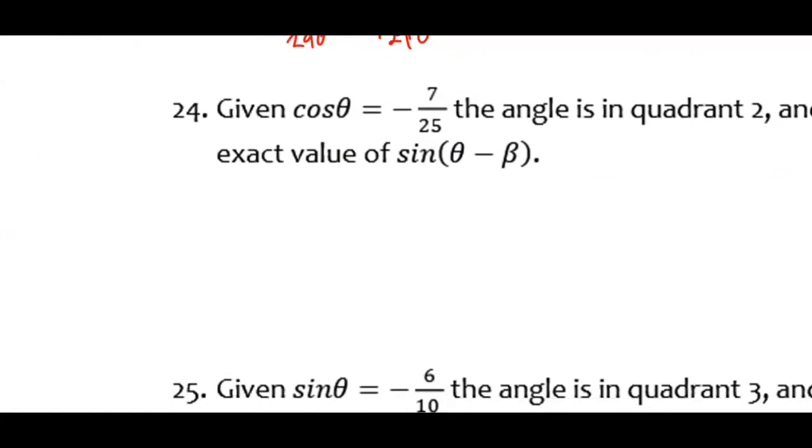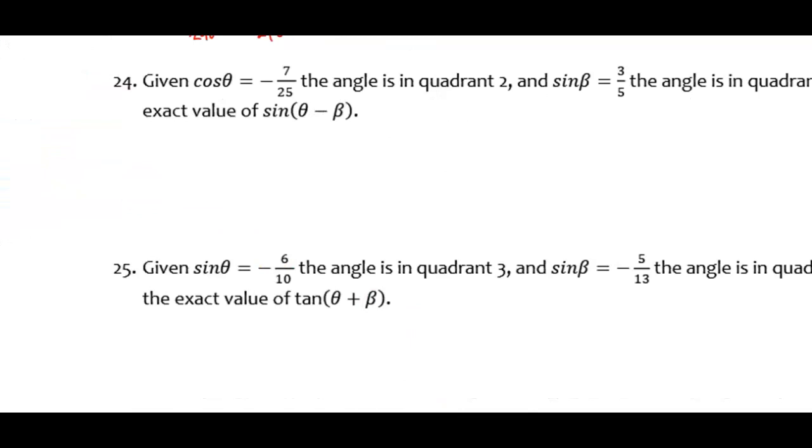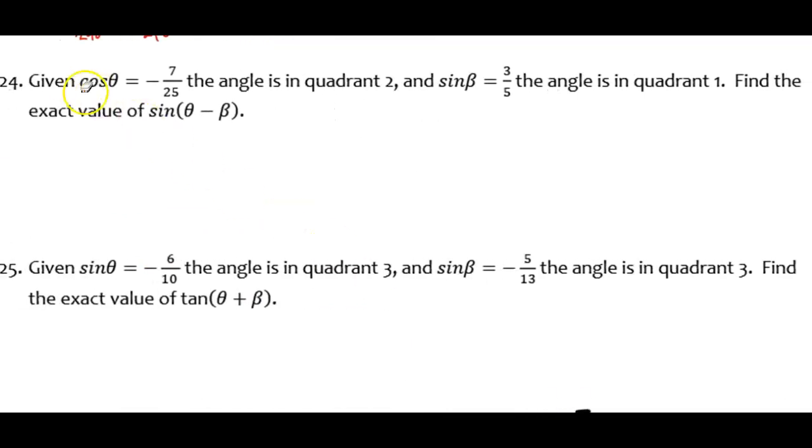So for this one, let's see if I can put all this on my screen. All right, cool. So cosine of theta equals negative 7 over 25 in quadrant 2. Again, in quadrant 2, we have this right triangle of theta, and cosine is negative 7 over 25. I'm going to do Pythagorean theorem to figure out the rest. So 25 squared is 625. 625 minus 49 is 576, and the square root of that is 24.